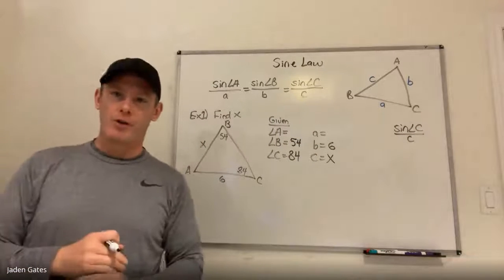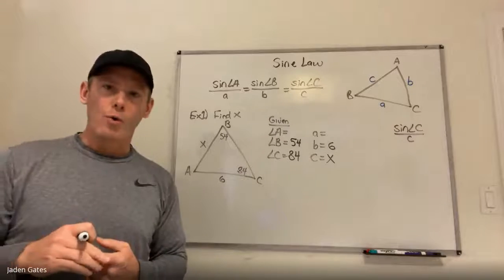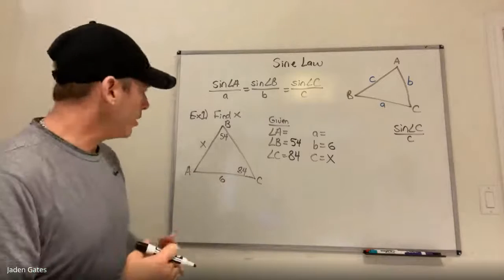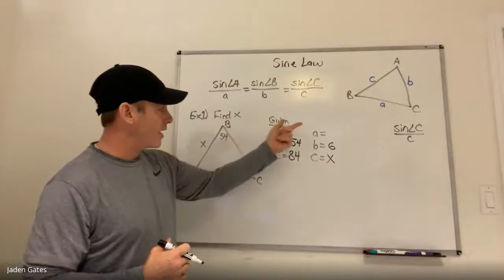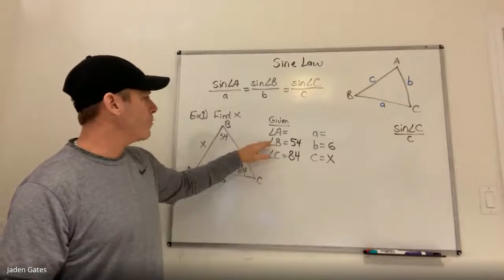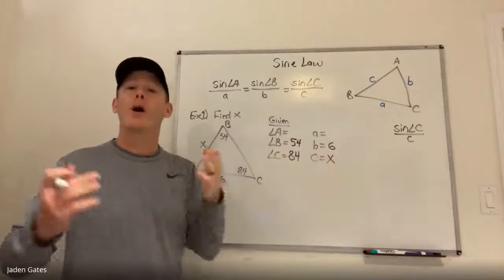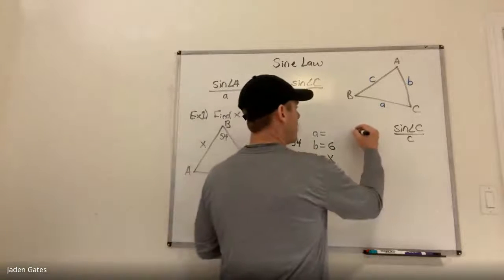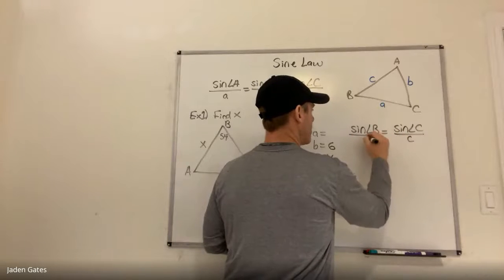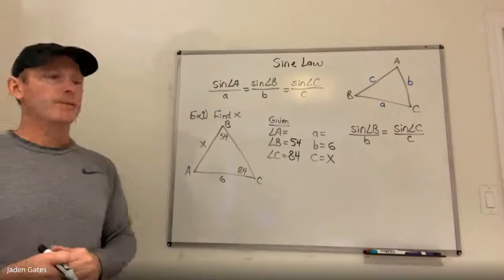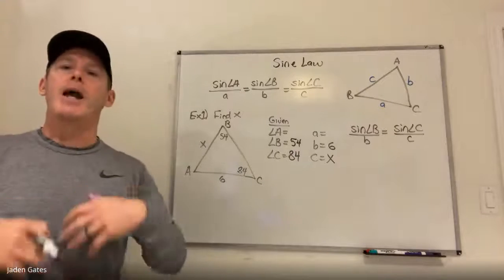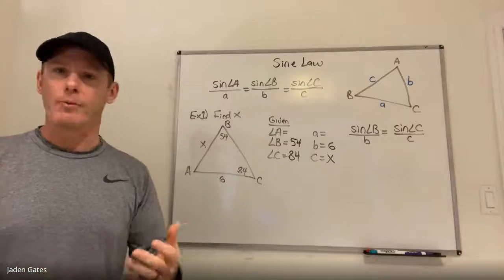The second part you're going to use is the part where you know both the side and the angle. In this case, I don't know angle A and I don't know side A, so I'm definitely not using the A part. But I do know angle B and I do know side B. So I am going to use the B part combined with the C part. So there is my formula: sine angle B divided by B equals sine angle C divided by C. Now I'm going to substitute in my information and solve.